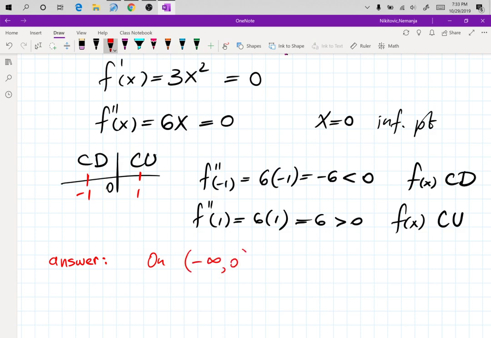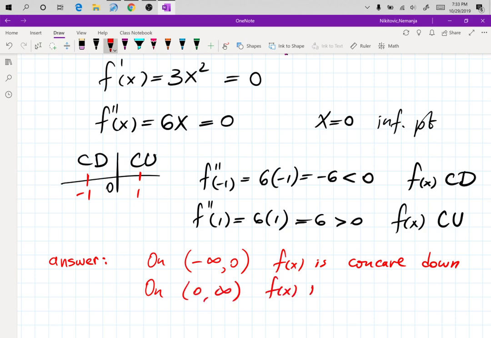On -∞ to 0, f of x is concave down. On 0 to +∞, f of x is concave up. Now, I already gave you an example where this is very useful.